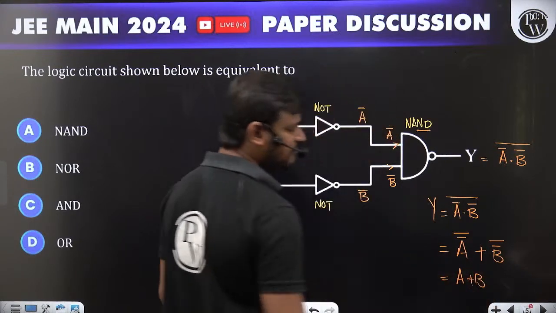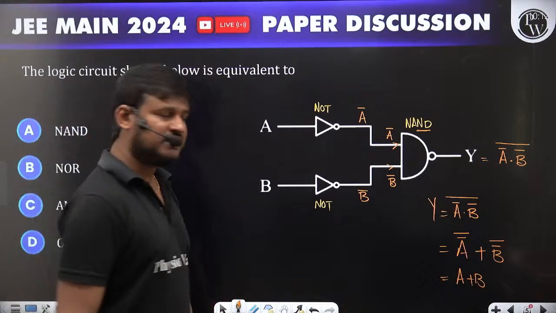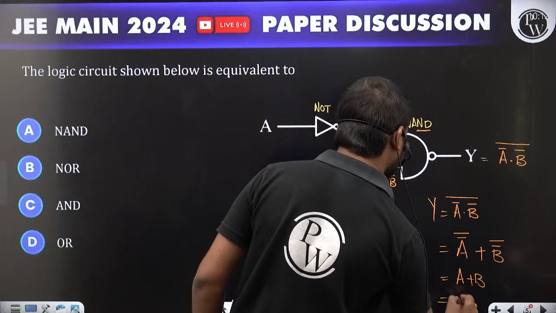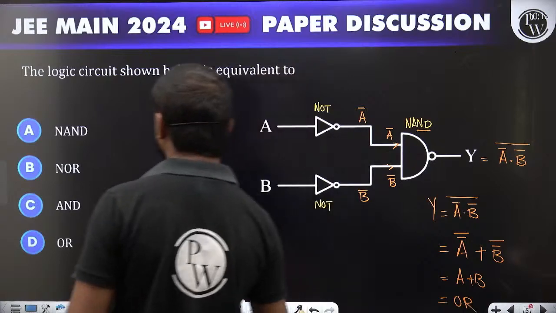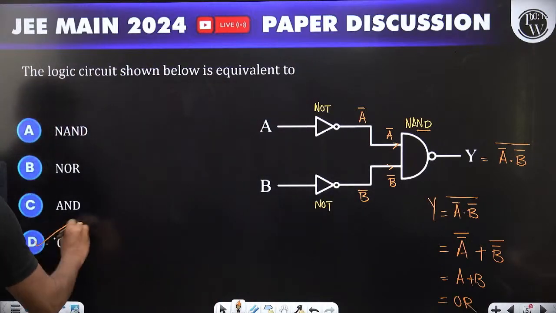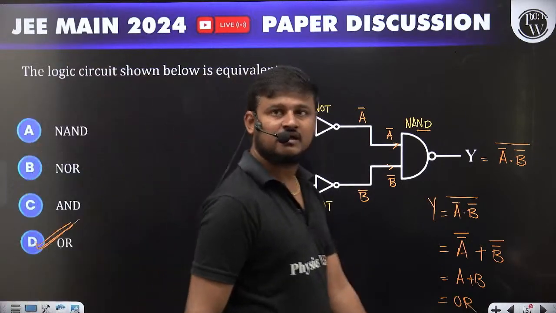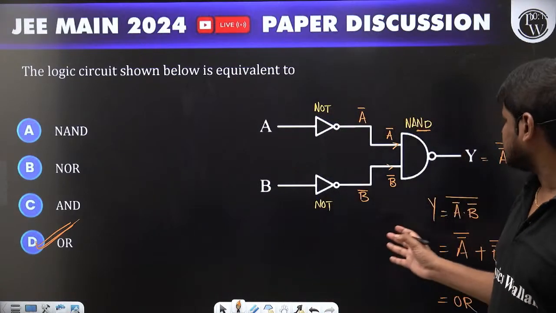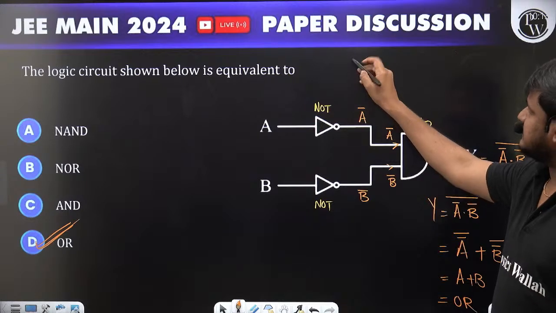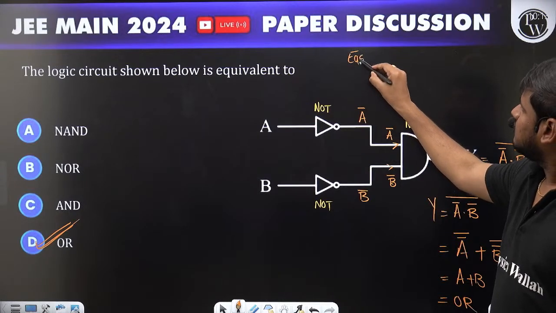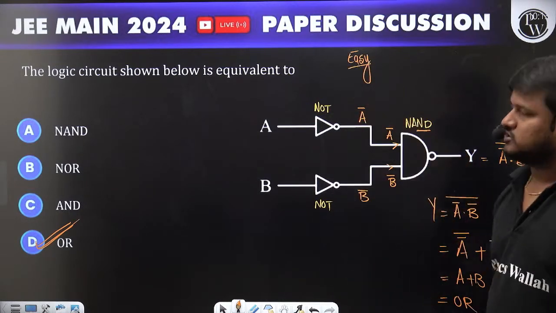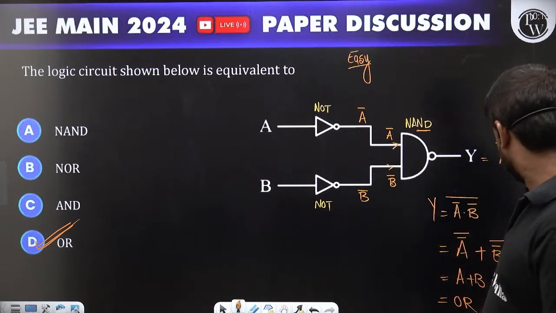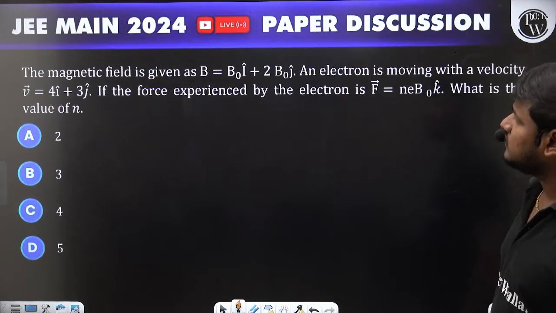So what is A plus B? A plus B is nothing but OR. A plus B is an OR, which is option D. Clear? Understood, guys? Easy question from the logic gates. Chalo. So done. Next, let's move on to the next question.